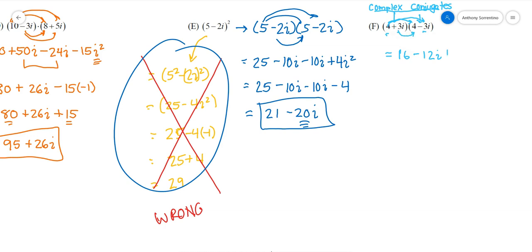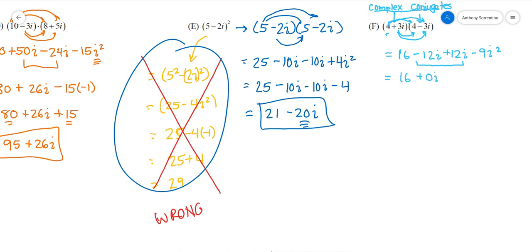3i times 4 is going to be a plus 12i. And of course, 3i times a negative 3i is going to be a minus 9i squared. Now, of course, this is still not in our usual a plus bi format. 16, well, a minus 12i and a plus 12i, they would cancel. They become nothing. I'll put a plus 0 there. Or I can say 0i, or just 0.